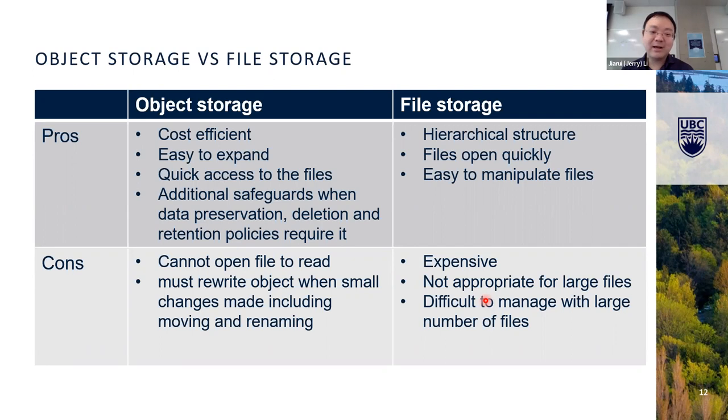But it also has some disadvantages. For example, it cannot open the file to read. In the library, you can just take the book and read it. Since you tier those books into pages, you need to collect all of the pages out from the warehouse and assemble them into a book and then read it. It's kind of like downloading all of the data into your local computer and opening it. So it cannot be mounted to your desktop as a remote hard drive.